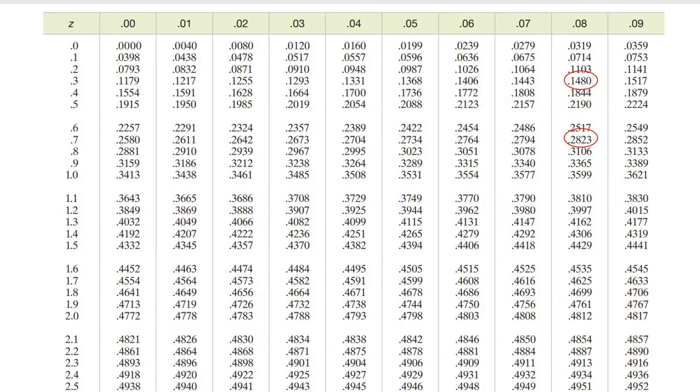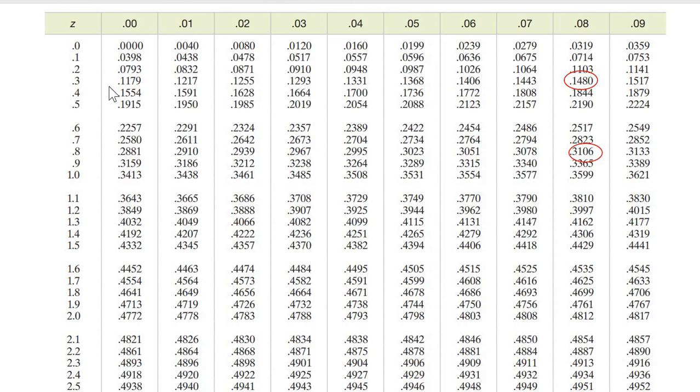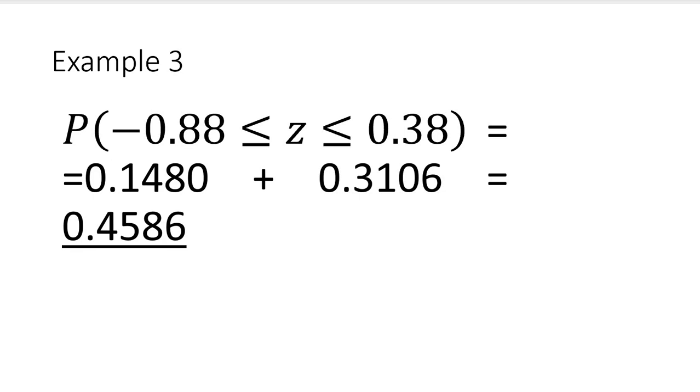Now we have to go back to the table and find the respective values. So we are looking for 0.38 and 0.88. And as the result, since we know the distribution is symmetrical, we have to sum them up, and this is the probability we get. So we can conclude that the probability that a randomly picked student will have a GPA between 3 and 4 is approximately equal to 46%.